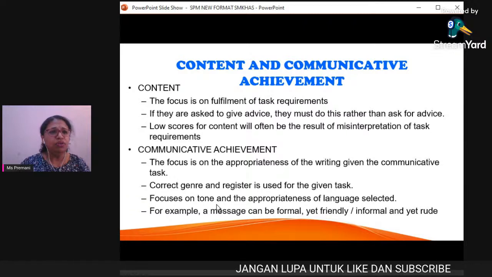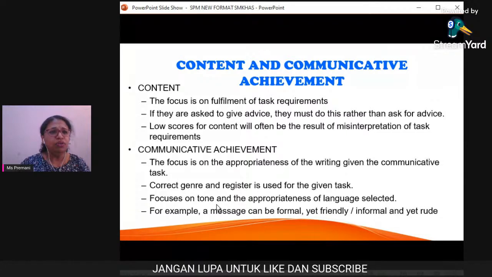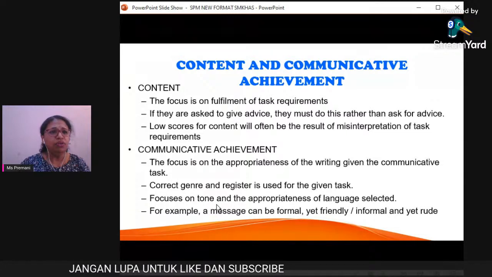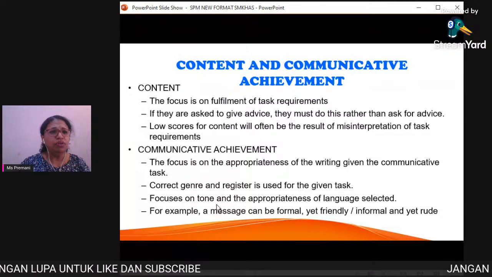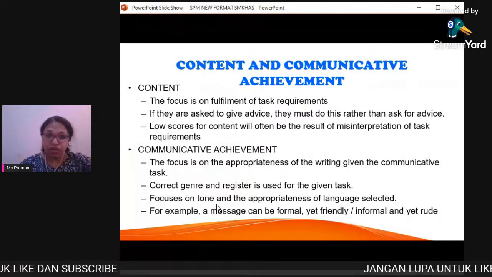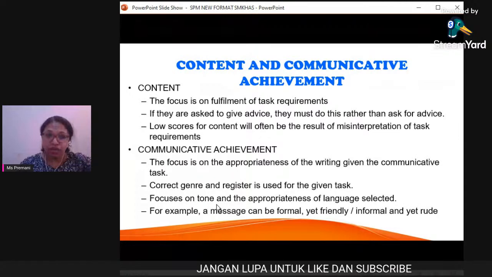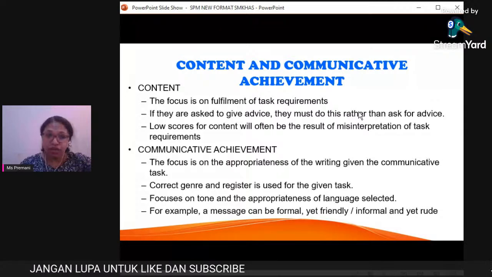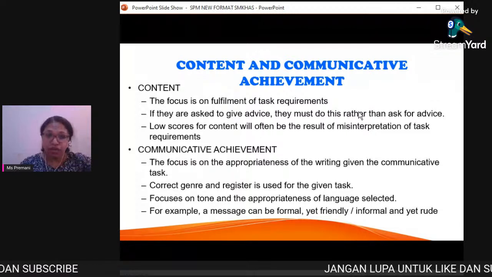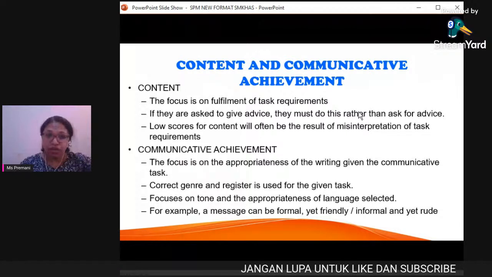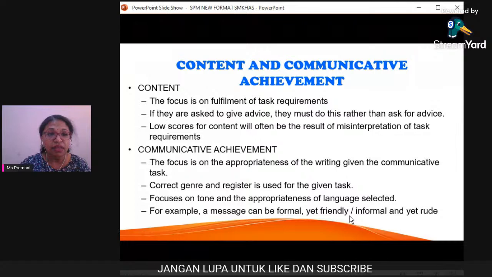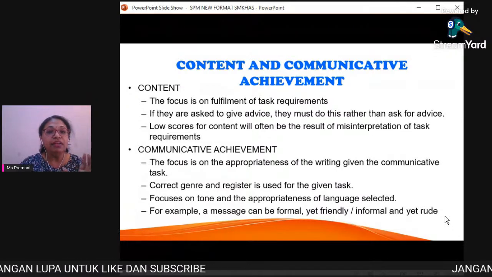So the first task is usually very friendly. They will ask you to write to your friend or your family, not someone who is very far in relationship, not close to you. So next focuses on tone. Tone, that's what I referred to just now. Don't be too formal here, and you cannot be rude. For example, a message can be formal yet friendly. This is what I meant. But don't be informal yet rude.